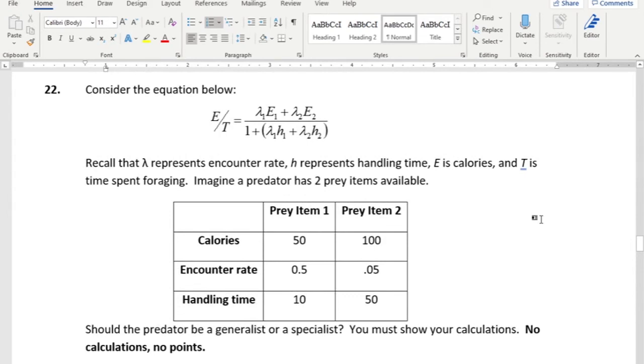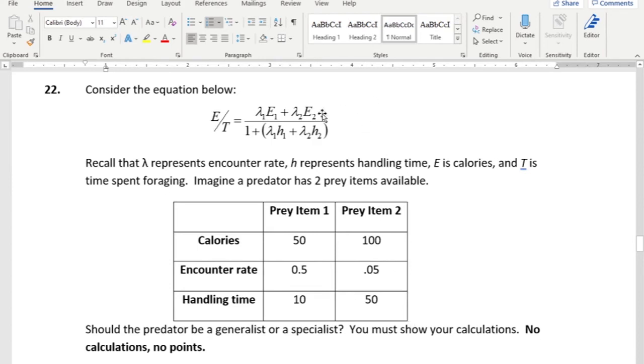Okay, you should be able to solve this little optimal foraging equation, right? E is energy, T is time, lambda is the encounter rate, and H is the handling time. All of those things are filled in on here. Practice and try to solve this equation.